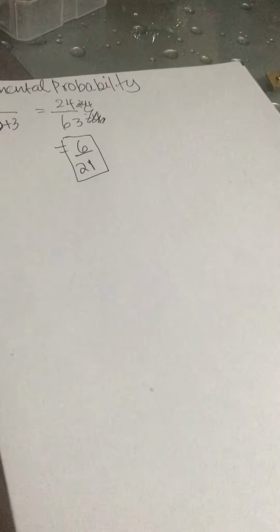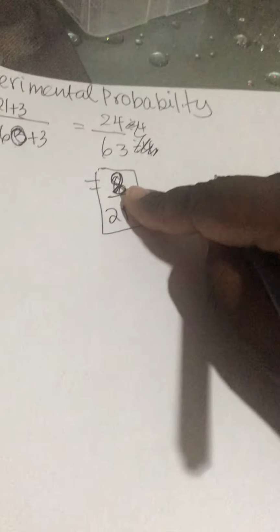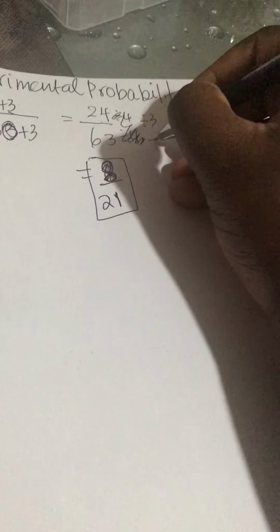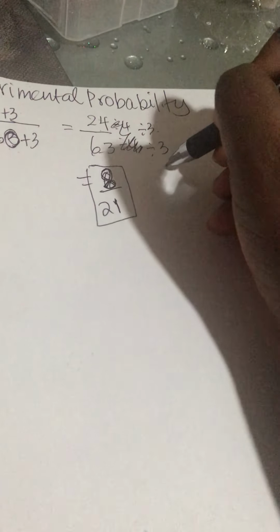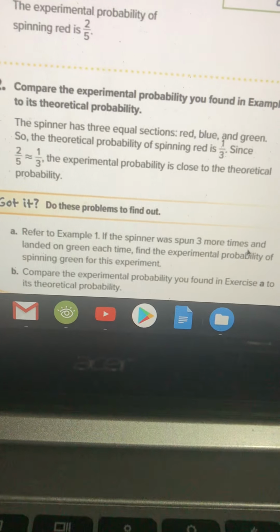Wait. So 24 divided by 63. Oh, no, that's 8 over 21. Sorry. 8 over 21. You see why my math was not making sense? So 8, this means divide by 3. So 3 is the common factor. 24 divided 3 is 8. 63 divided 3 is 21. And there is my experimental probability when I did 3 more experiments.